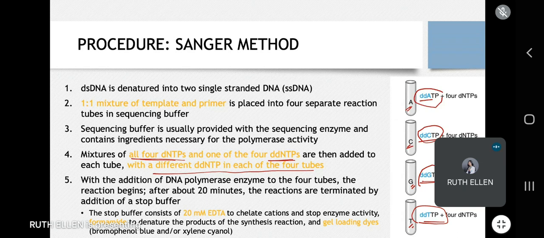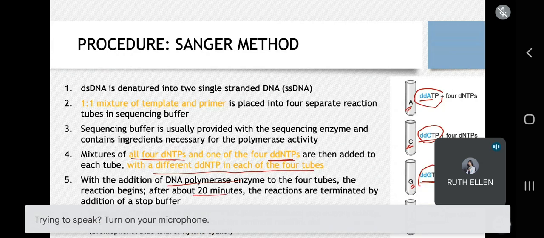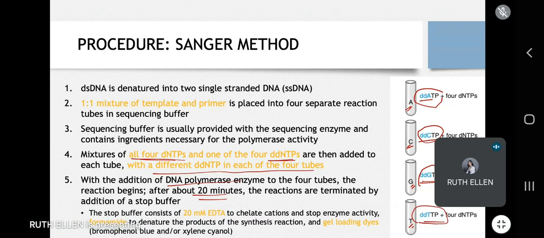Okay? So, with the addition of DNA polymerase enzyme, no, in the 4 tubes, the reaction begins. Okay? So, we use the DNA polymerase, no, to start the reaction. And after about 20 minutes, no, the reactions are terminated by the addition of a stop buffer. Okay? So, the stop buffer terminates the reaction.